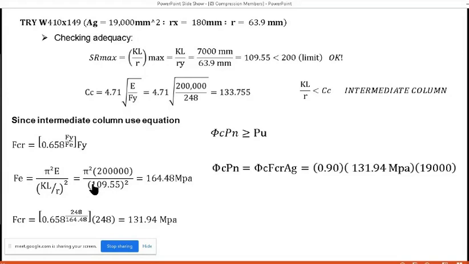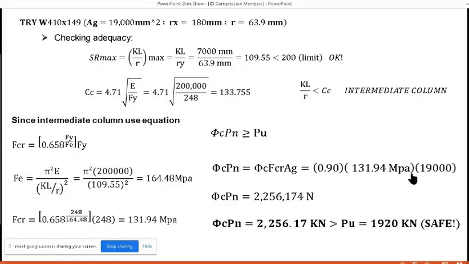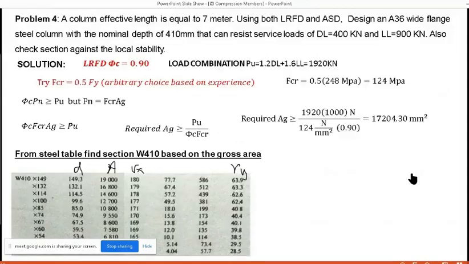So our design strength is equal to this value. Diba? Yung nominal strength natin is FCR over AG. I-multiply natin siya sa phi. Yan yung ating design strength. This is equal to this value. Okay? In Newton pa rin siya. So if we compare this design strength doon sa ating ultimate load, mas malaki siya. So, safe yung ating trial section natin. Okay? So, i-check pa rin natin ulit doon yung susunod na section natin which is the 410 by 132.